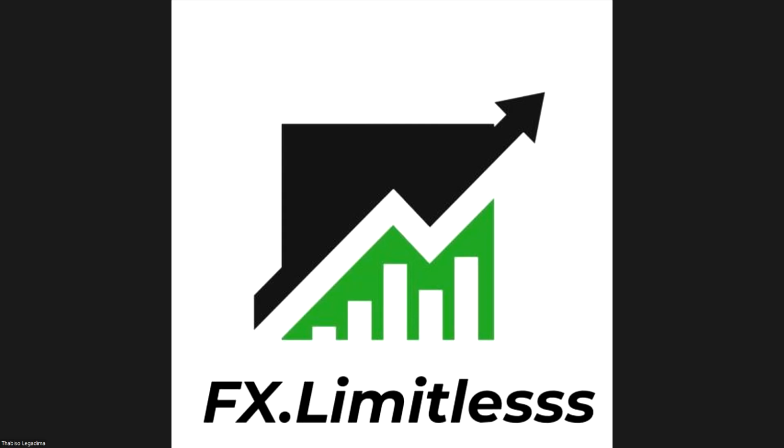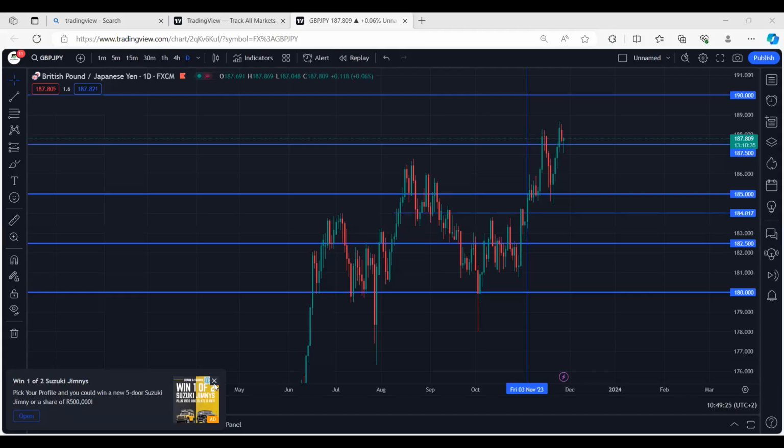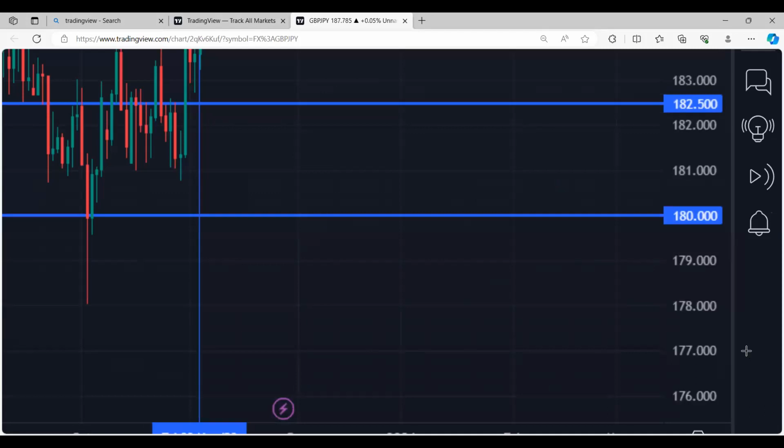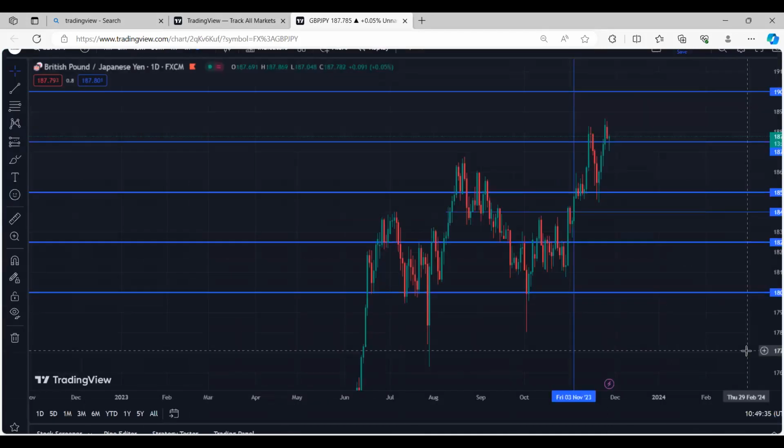Guys, today we're going to be looking at the daily chart perspective. We'll be looking at the currency pairs. But I'm going to be looking at the currency pairs now. So let's see what's happening on the currency side of things.